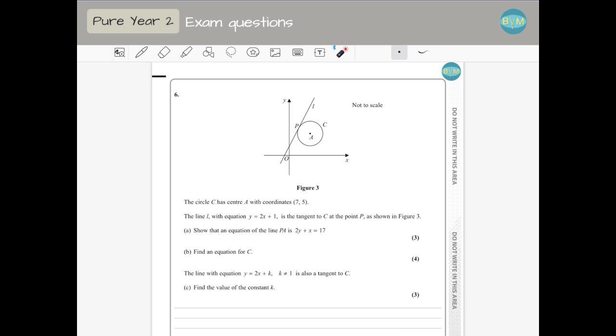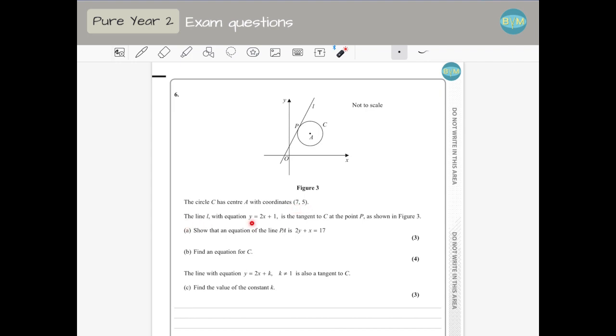Hello, this is question 6 on your June 2018 paper 1 from Edexcel. It's the A-level paper, despite it being a circle question, which is a year 12 topic. So the circle C has center A, with coordinates (7, 5).